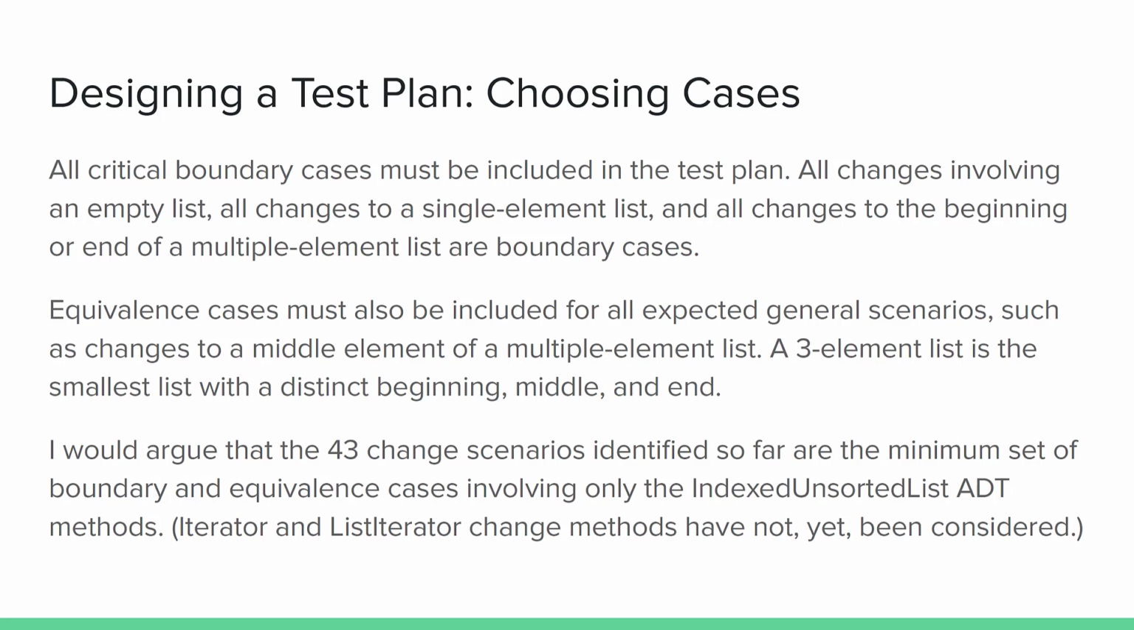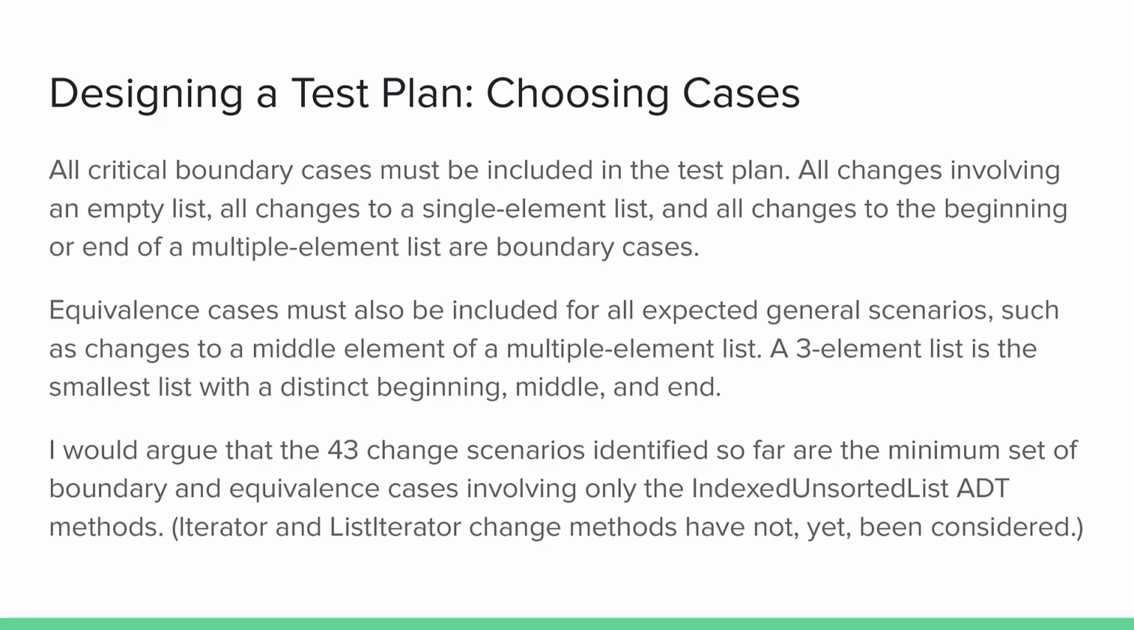So those would be boundary cases, and those should be in any good test suite. I also need equivalence cases for any expected general scenarios. For example, any change to the middle of a multiple element list would be something that I would want to cover with an equivalence case. As I already said, I've identified a 3-element list as the smallest list that has a distinct beginning, middle, and an end. So I would want to include all cases that involve 3-element lists as well.